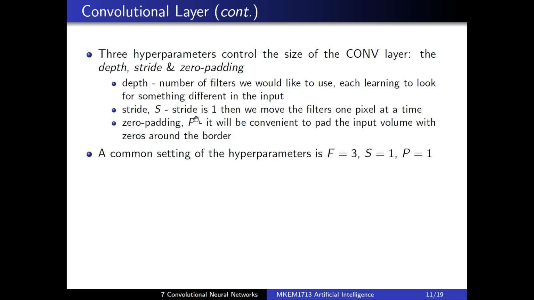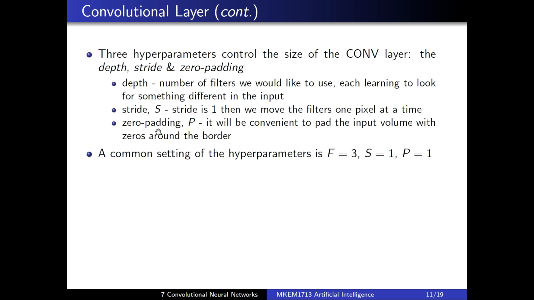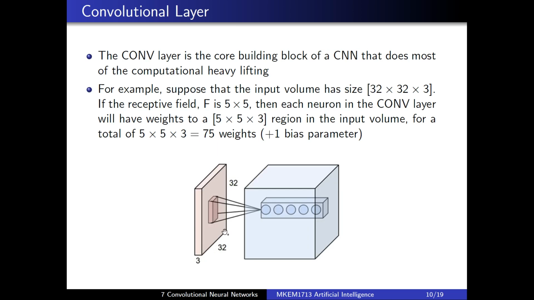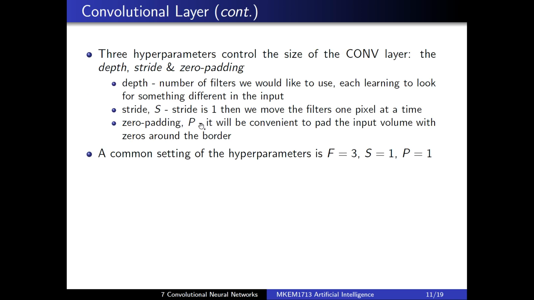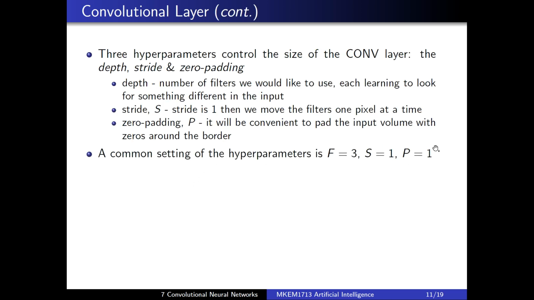What is stride? Stride is 1 when we move the filters 1 pixel at a time. I think it would be better if I explain by using a diagram. Let's go on the definition first. Zero padding: it'll be convenient to pad the input volume with zeros around the border. So sometimes, given an image, due to some technicalities, we would add 1 pixel of zero value around the image. That is what we call zero padding. It doesn't have to be 1, it depends on the parameter P. So a common setting of the hyperparameters is F equals 3. This is the receptive field. S is stride, P is zero padding.